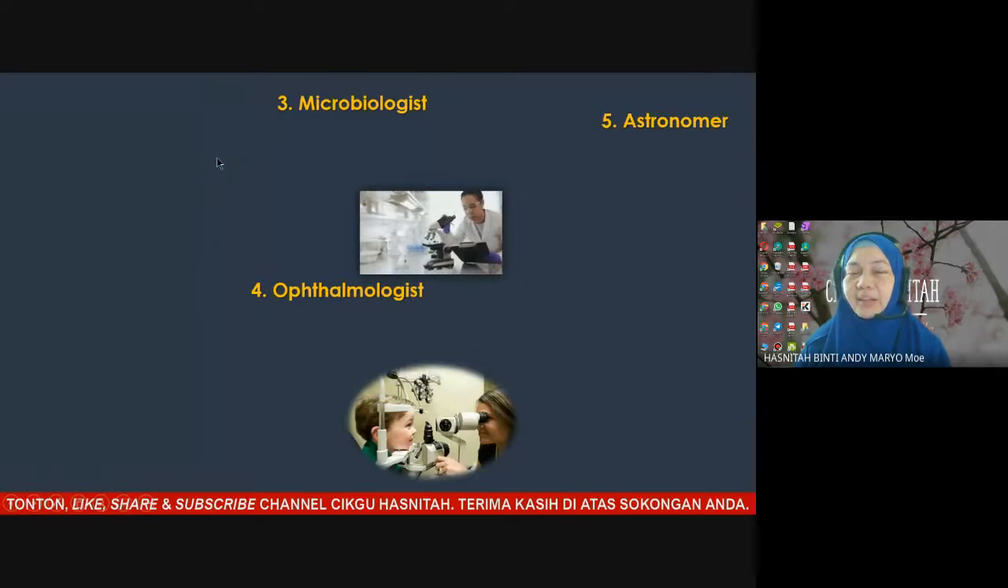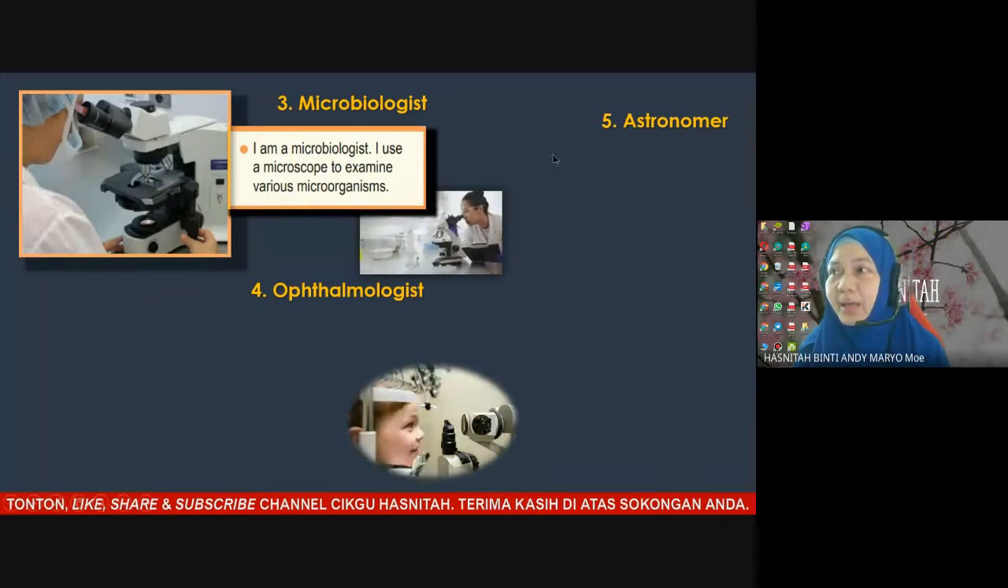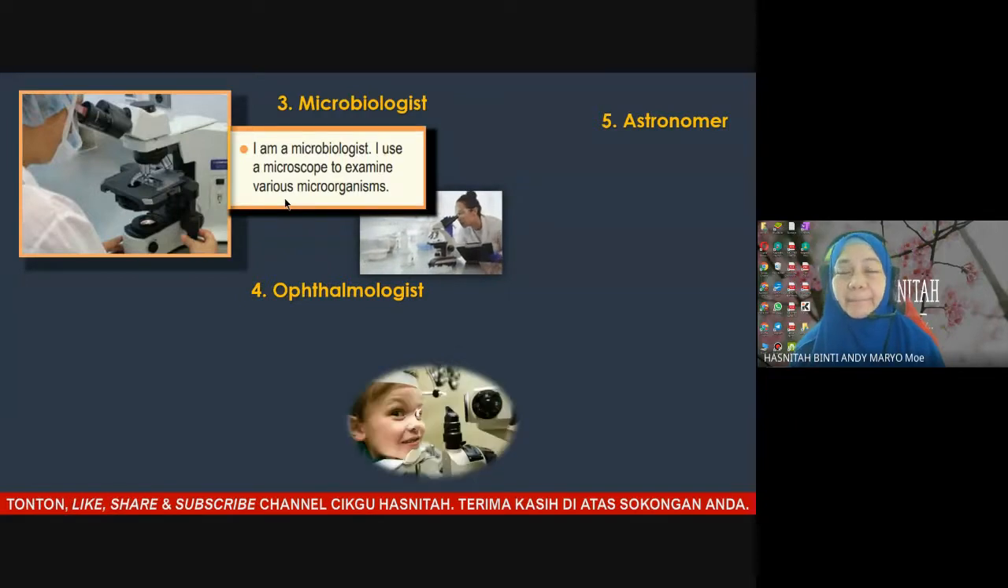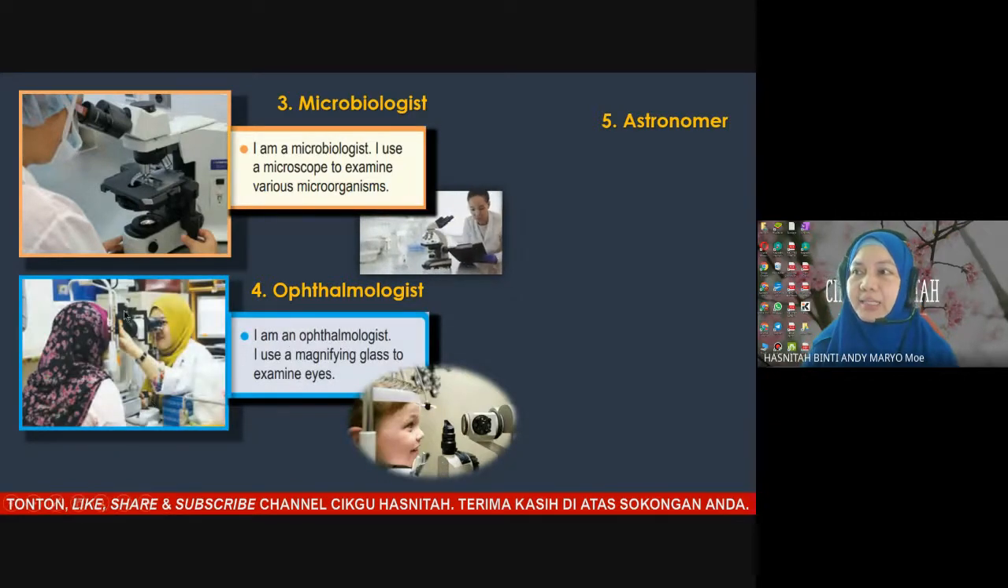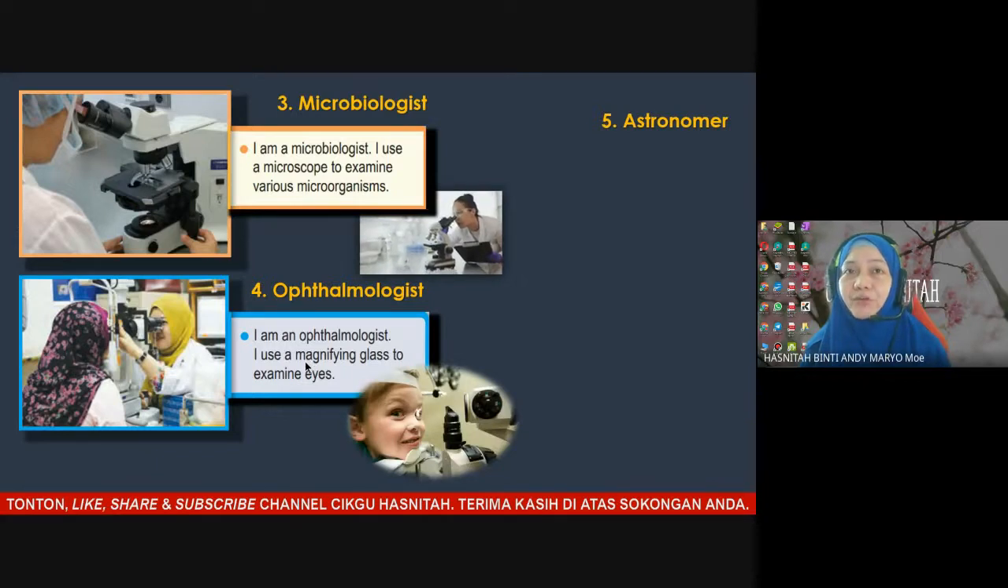Now the third career is microbiologist. Microbiologist is related to biology as well. So microbiologists use microscopes to examine various microorganisms in the lab. And number 4, we have ophthalmologist. An ophthalmologist is an examiner who uses a magnifying glass to examine the eyes, so they can find what the eye problem is and what the suitable treatment for the eyes is.